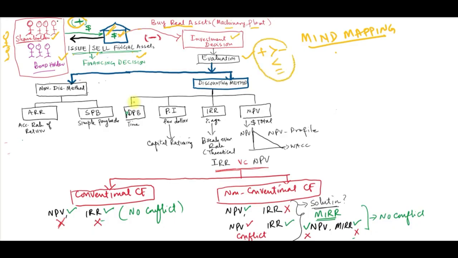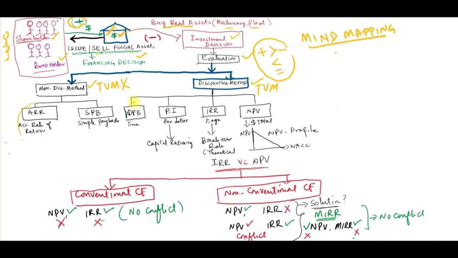For the purpose of evaluation, we have two methods. Number one is the non-discounted method and the other is the discounted method. The non-discounted method does not consider the time value of money, while the discounted one does. In the non-discounted method we have accounting rate of return and simple payback. This is not covered here.